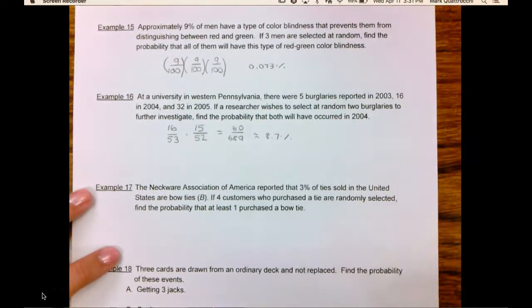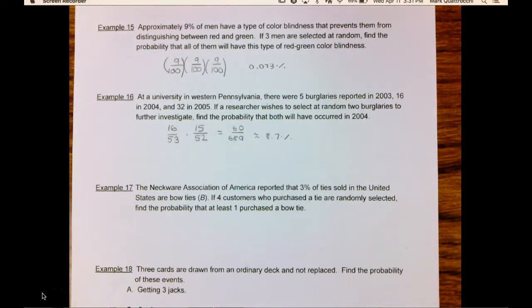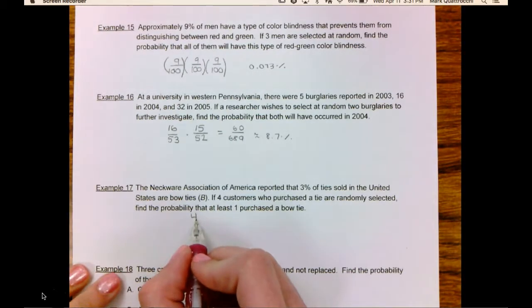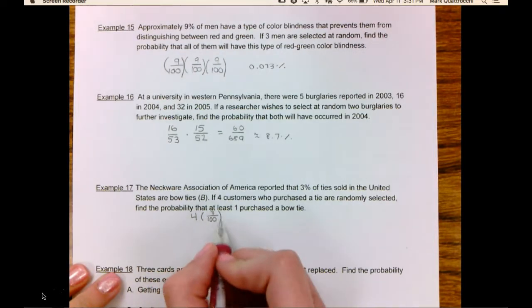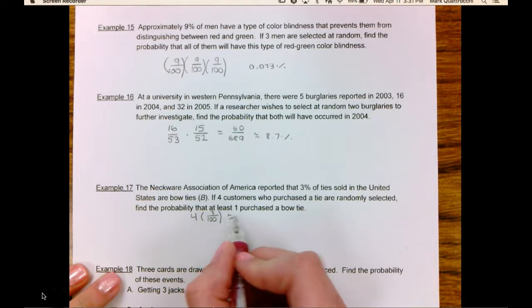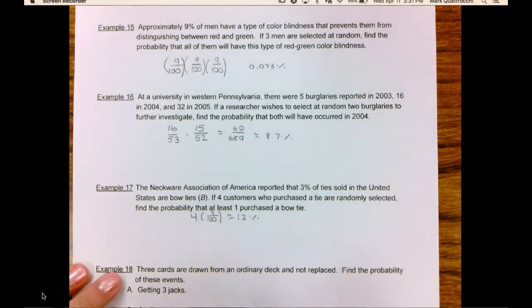The Neckwear Association of America reported that 3% of ties sold in the United States are bow ties. If 4 customers who purchased a tie are randomly selected, find the probability that at least 1 purchased a bow tie. So 4 customers times 3 out of 100, or 3%, is about 12% who purchased at least 1 bow tie.